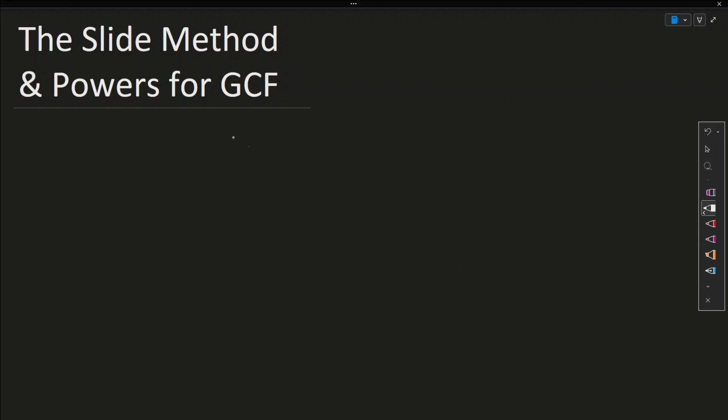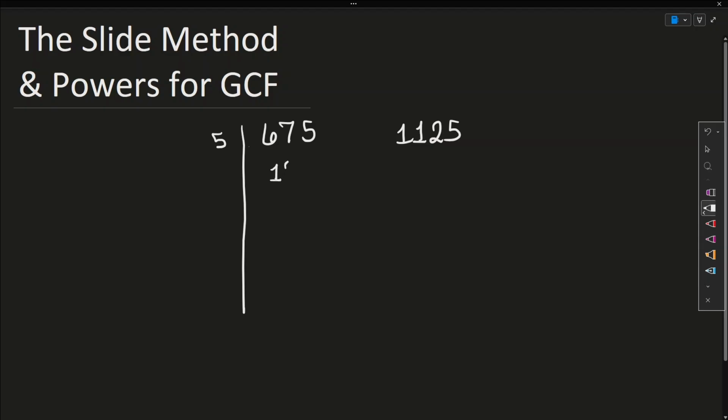Let's do this one more time. For 675 and 1125. Both of these have a 5 in common. 675 divided by 5 is 135, and 1125 divided by 5 is 225. These also have a 5 in common. 135 divided by 5 leaves me with 27, and 225 divided by 5 is 45.